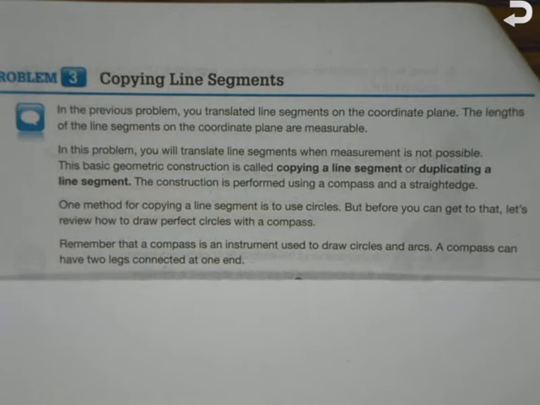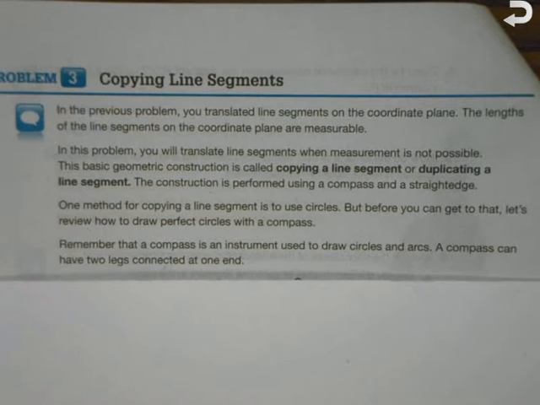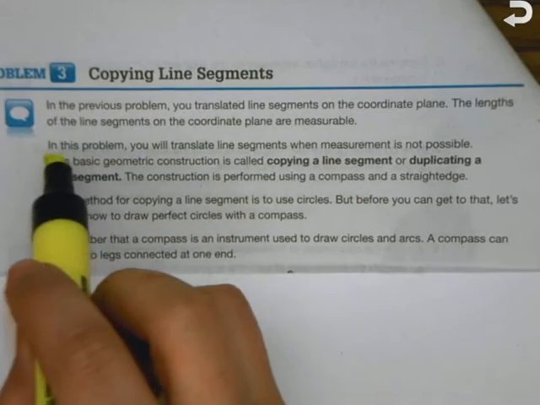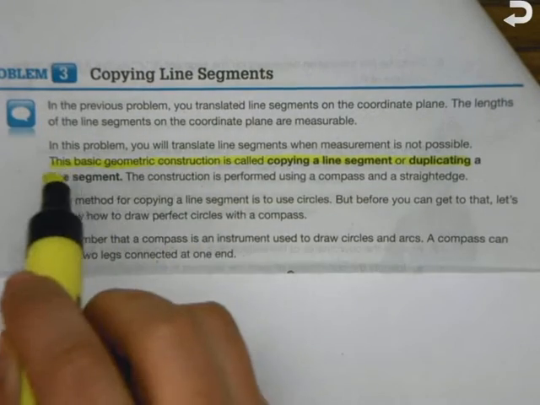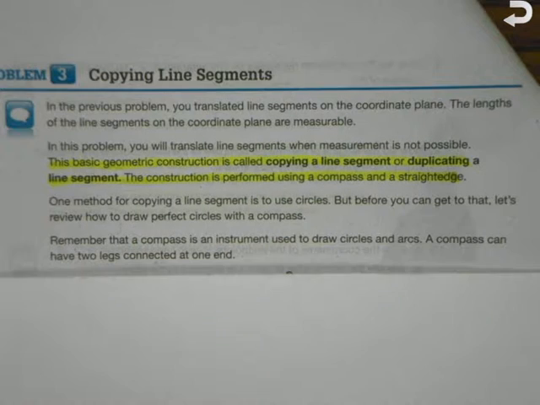The basic geometric construction is called copying a line segment or duplicating a line segment. The construction is performed using a compass and a straight edge. Okay, so highlight that for me, guys, because they're in bold for their vocabulary. Copying a line segment or duplicating a line segment using a compass and a straight edge.